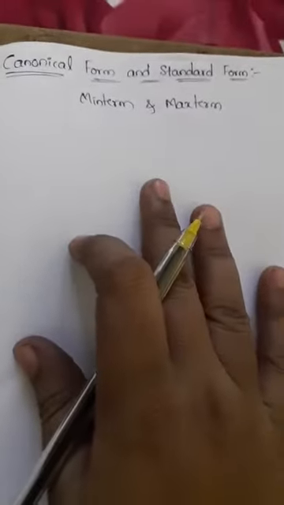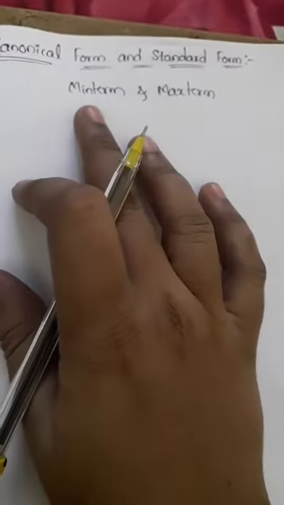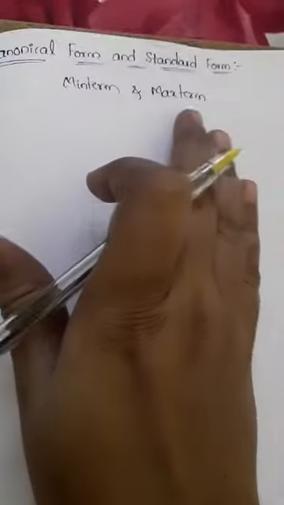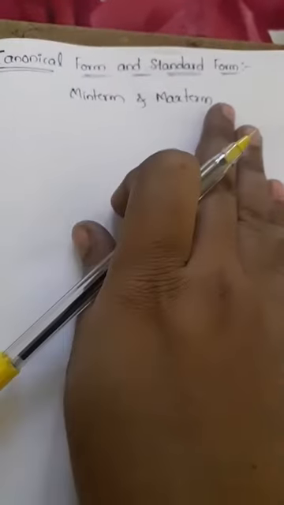So now we are going to discuss first what a min term and a max term are, how to represent min terms and max terms, and which operator is involved in min terms and which operator is involved in max terms. Now we'll discuss all those things. First we need to learn about min terms and max terms. After that we are going to discuss canonical form and standard form.